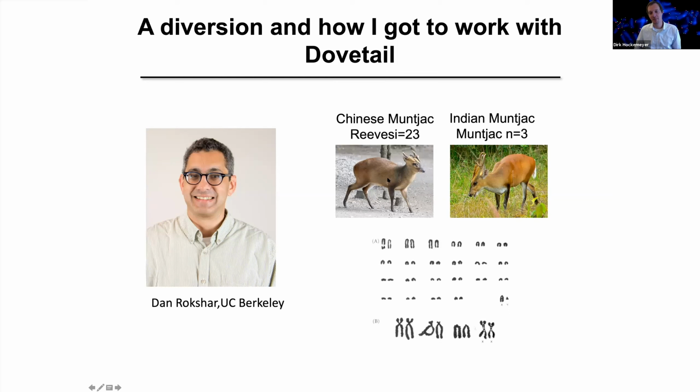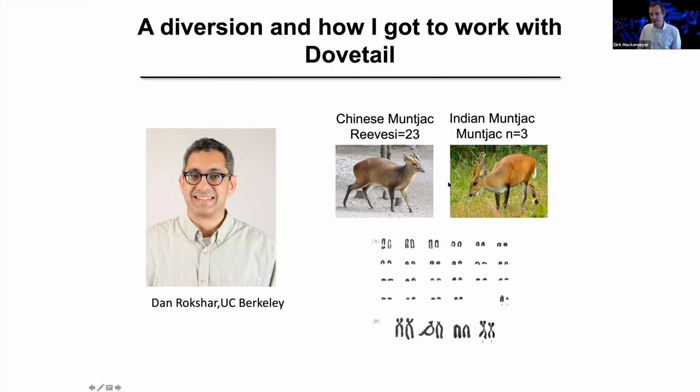And that is the chromosome evolution of the Chinese muntjac and the Indian muntjac. This is one of the most fascinating chromosome evolutions that is out there. The Chinese muntjac has an N of 23 chromosomes, so very similar to our human genome. However, there is a related species, the Indian muntjac, that has an N of 3 chromosomes. And these species are evolutionarily only about 5 million years apart.